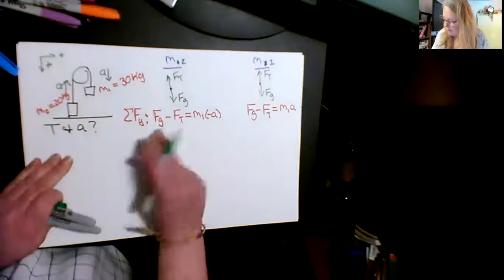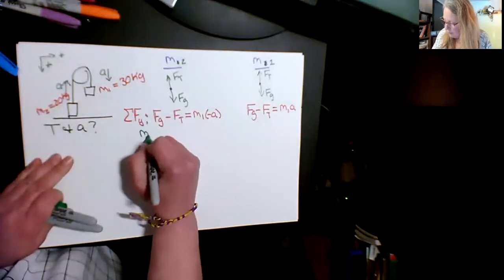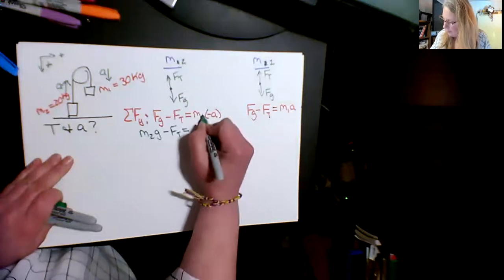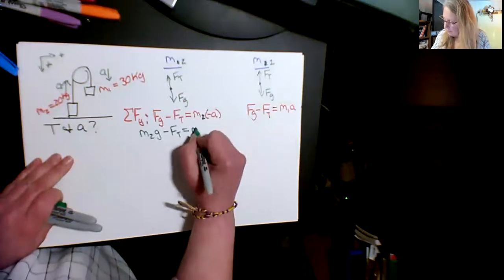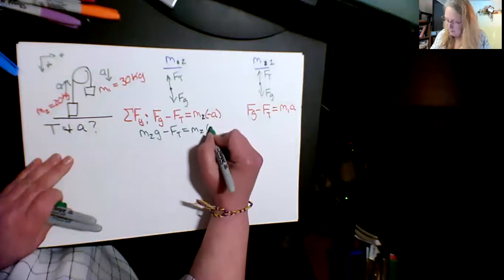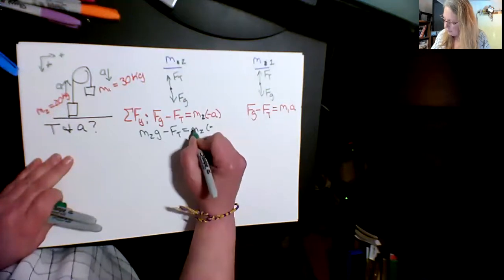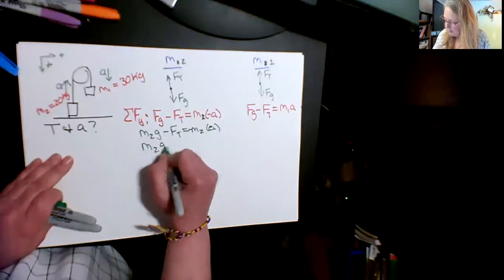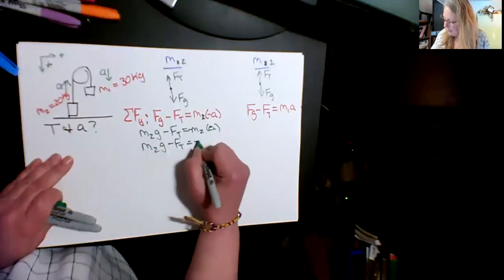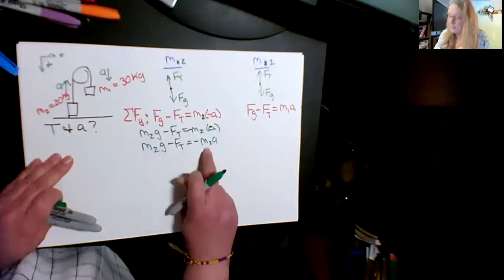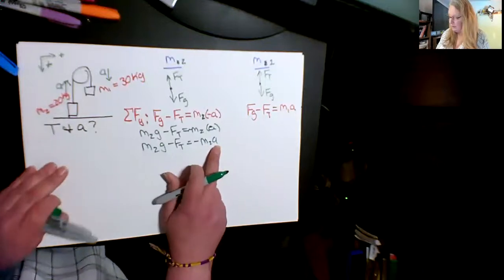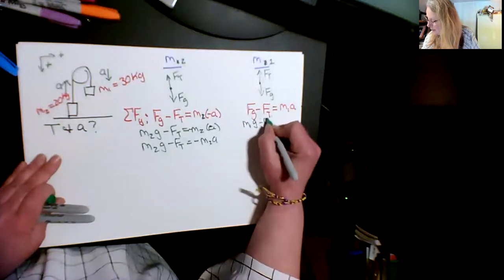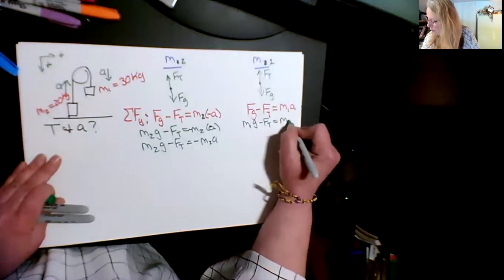So I have this force of gravity. This is for mass 2. So mass 2 times gravity minus the force of tension equals mass 2 times negative acceleration. I'm going to write that again. M2G minus FT equals negative M2A. This is not saying the mass is negative, it's just saying that the acceleration is negative. And then this one, M1G minus the force of tension equals M1A.